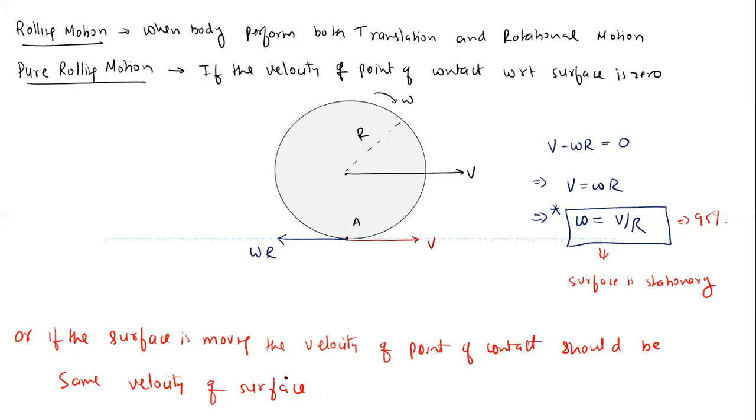If the surface is moving, then the velocity of the point of contact should be same as the velocity of the surface. And if it is stationary, then it is simply omega equal to v by r. Okay. I hope you are getting some idea of pure rolling. Yes or no? Any doubt you can ask me.